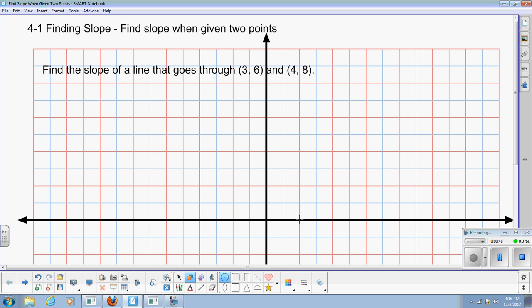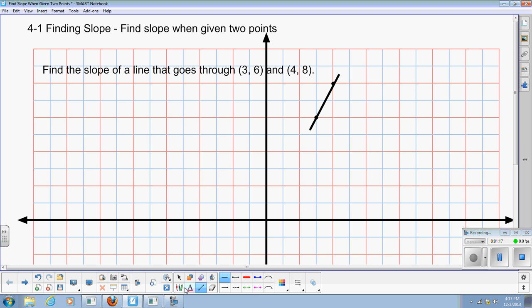Count right 3, 1, 2, 3, and up 6, 2, 4, 6, and I'm going to plot 1 point right there. And then I have (4, 8). So I count 4, and up 8. So I went 6 is up to the other dot and 8 is up here. And I can plot those 2 points, and then I can draw my line from those points. And once I've drawn my line through those points, I can use the line then to count that slope.